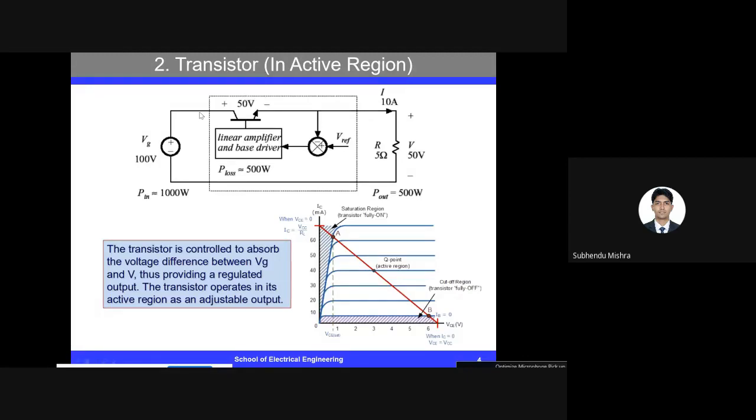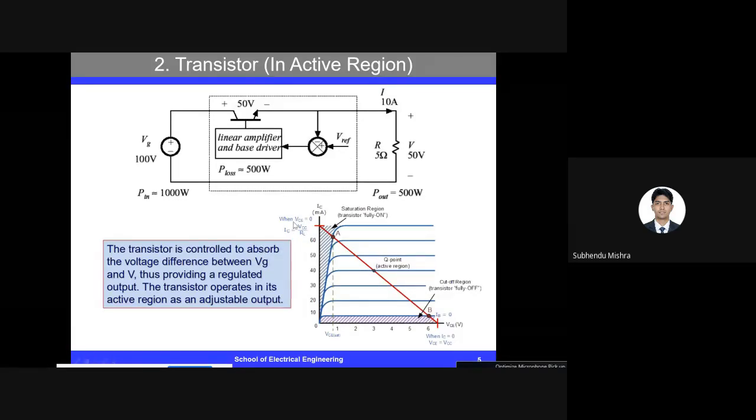active region. Okay, and what is the total power that we have? That will be the IC into the VCE, right? So we will have a 500 watts loss in this particular region, because it will act just like a resistor. The transistor acts as a resistor in this active region. So we cannot use this. Again, the efficiency is 50%. We cannot just use a transistor like this, because the efficiency is very, very low. That is 50%.